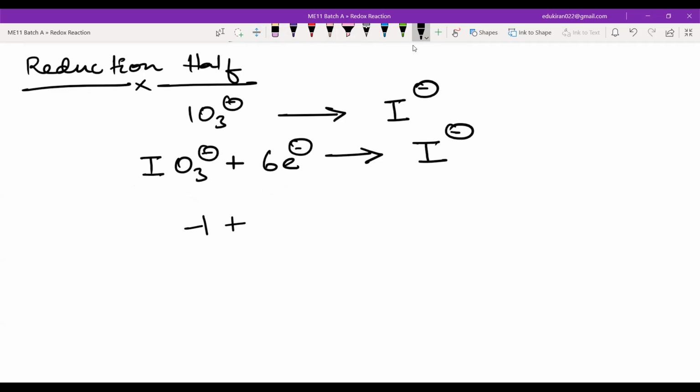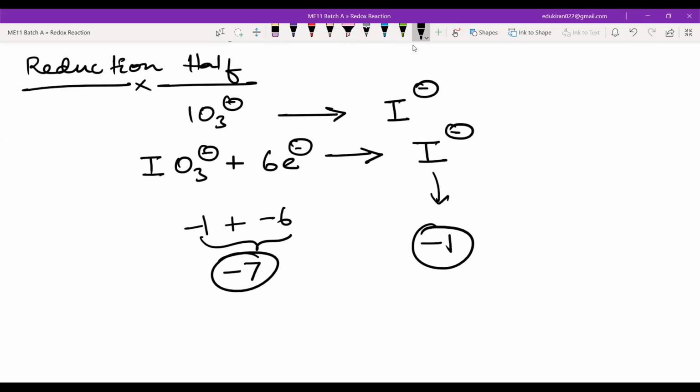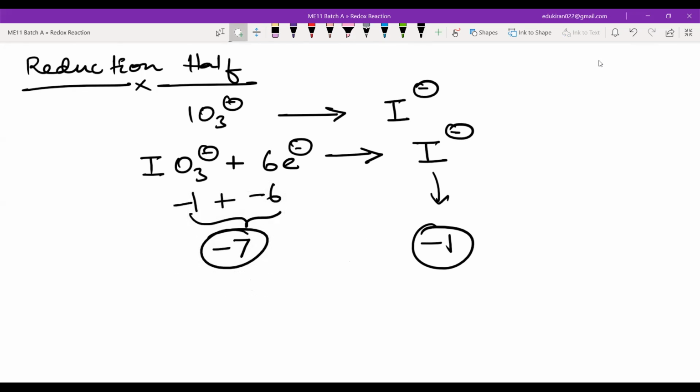So I will write IO3 negative plus 6 electrons will give me I negative, plus I will write, I'm balancing the charge, okay? Balancing the charge, and I will write 6 OH negative. Oops, why am I writing 3 and saying 6? 6 OH negative. So here also we have -7 charge, and here also we have -7 charge. So the charges are balanced, yes or no? Yes.